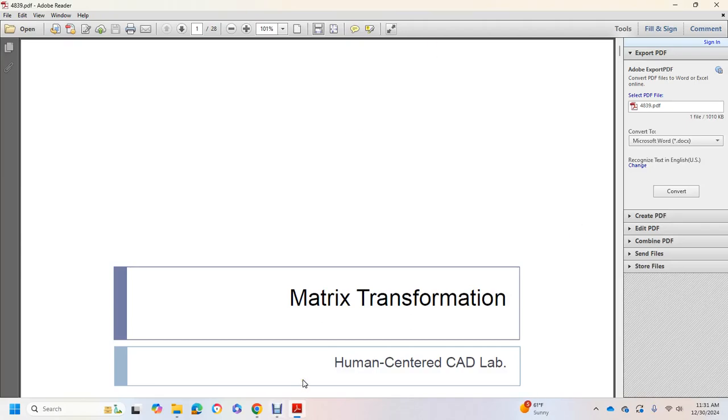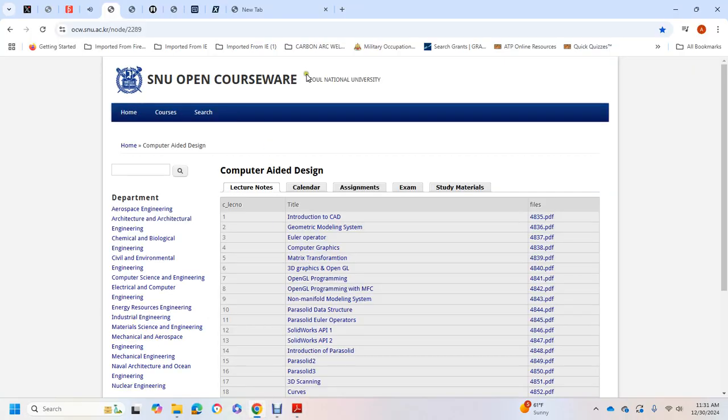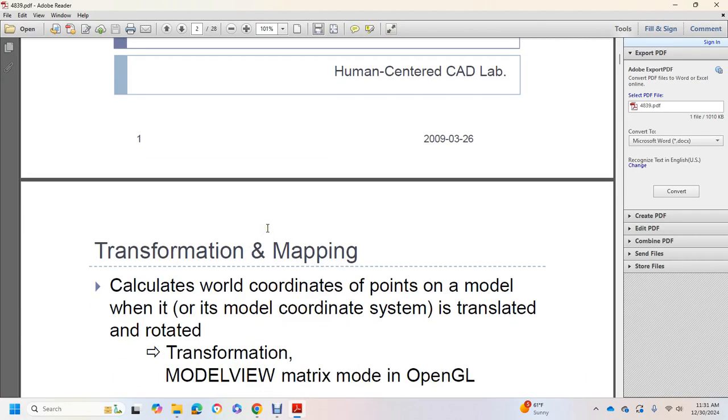Matrix Transformation, Human Centered CAD Lab, March 26, 2009. This is Seoul National University Computer Aided Design, Lecture 5, Matrix Transformation. And then we are recording. Okay, so Matrix Transformation, Human Centered Lab, Computer Aided Drafting Laboratory, March 26, 2009.